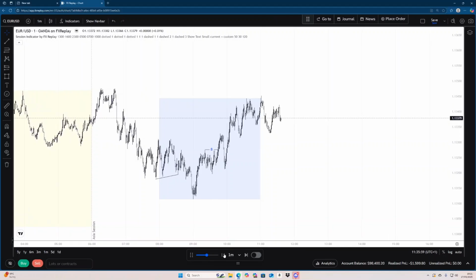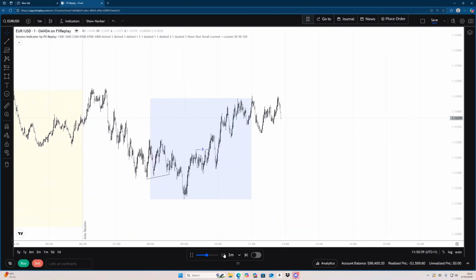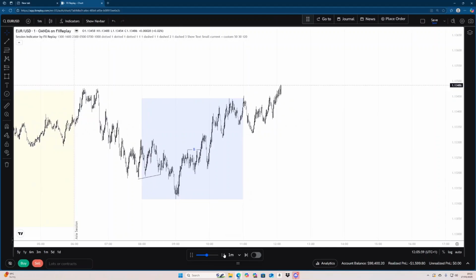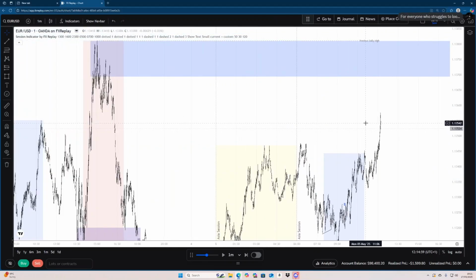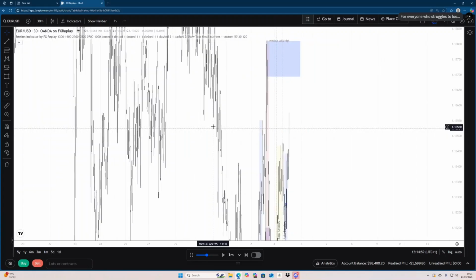Okay, let's look. Let me find a clean order block for the supply. For example, this 30-minute one here? No, too big. Go a little bit down. It doesn't look very clean to me. Go down in time frame.